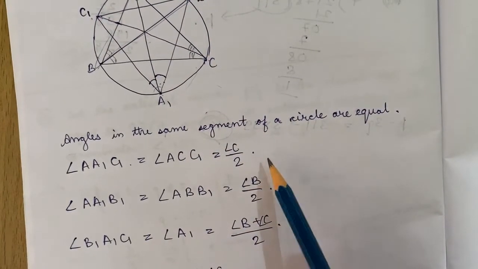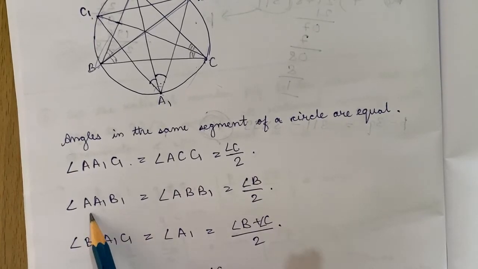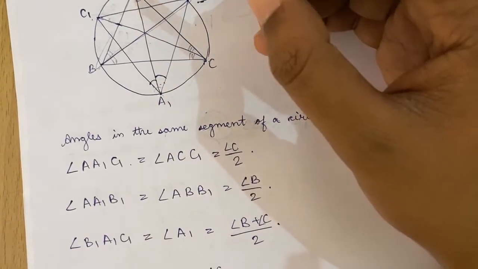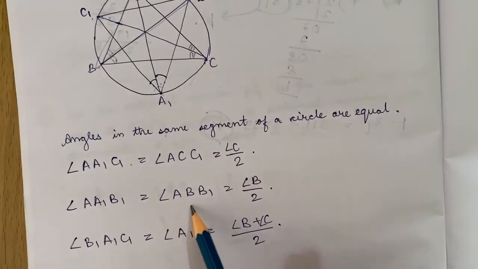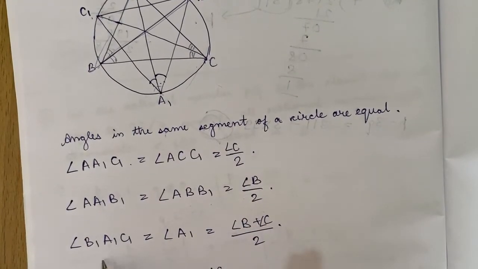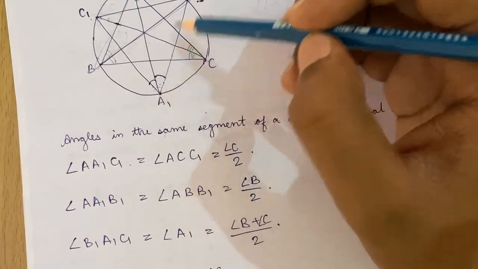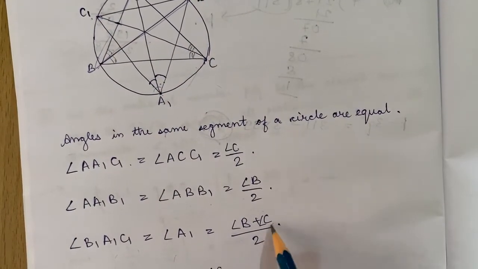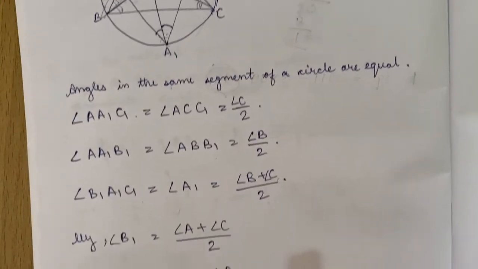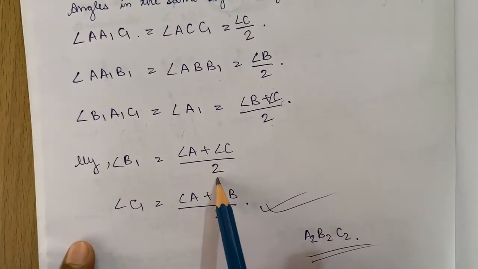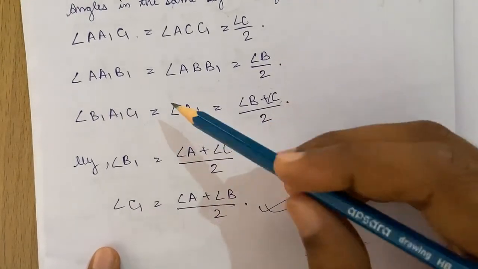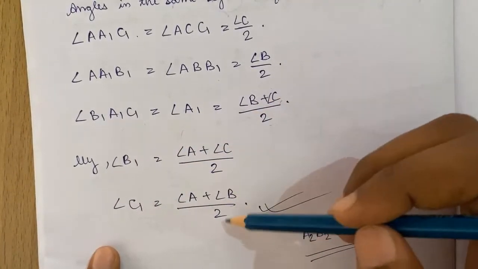Then by similar logic, we get angle A1B1 equal to angle B by 2. So we get angle A1, which is basically angle B1A1C1, equal to B plus C by 2. By symmetry, we can say that angle B1 is equal to A plus C by 2 and angle C1 is equal to A plus B by 2. So we have found the angles of triangle A1B1C1 in terms of A, B and C.